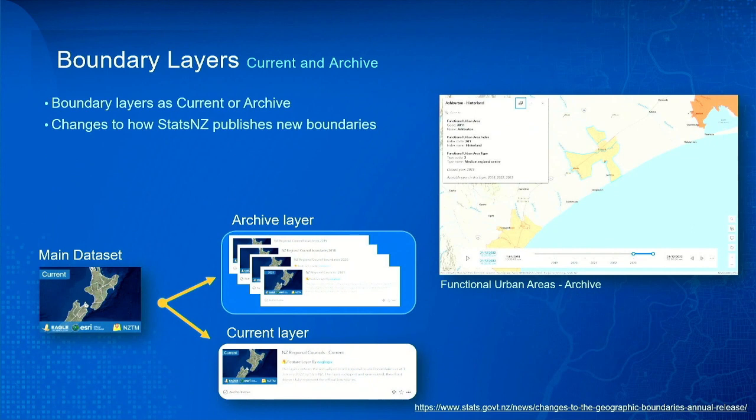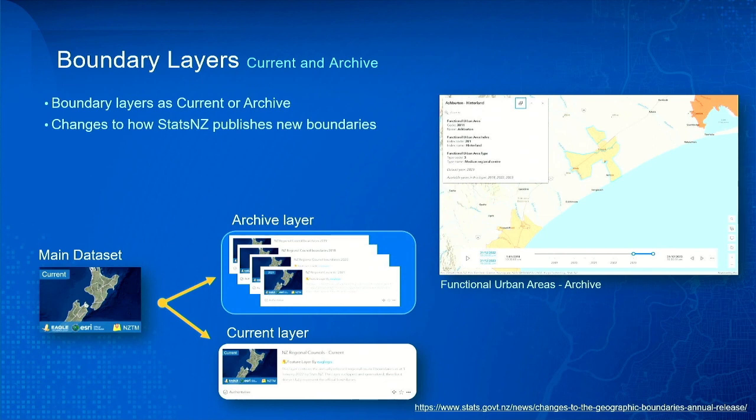Then on the boundary layer, so also last year we changed the way that we deliver these. So we had data sets for each boundary layer for each year. And basically what we've done is we've now got one current layer and an archive layer. And that archive layer, you can find the data set of the year that you need by just setting a filter or using the timeline. And the current one, we will make sure that it's up to date.